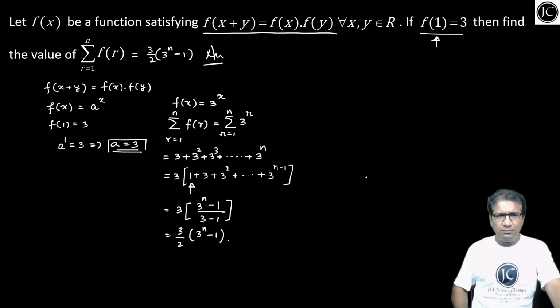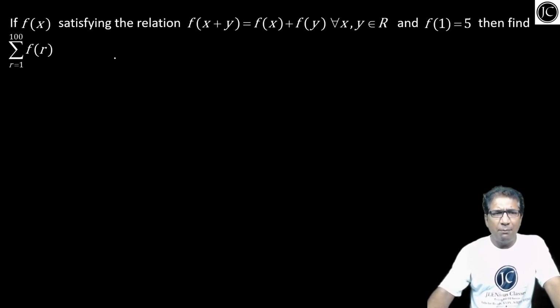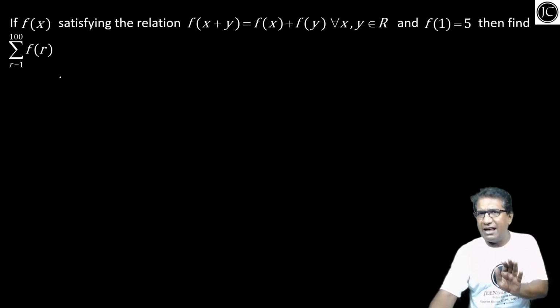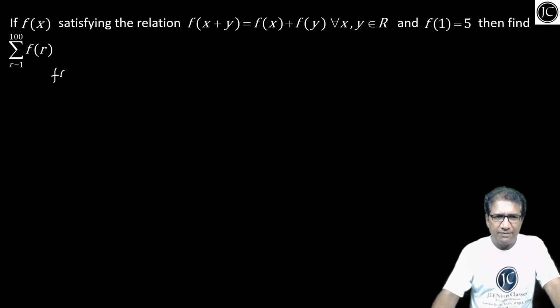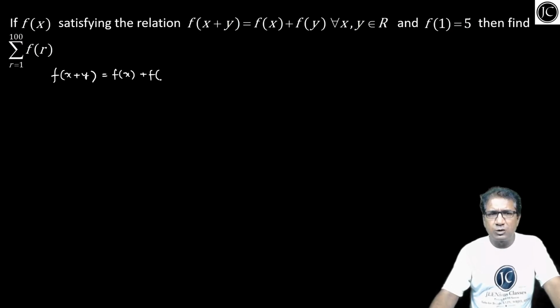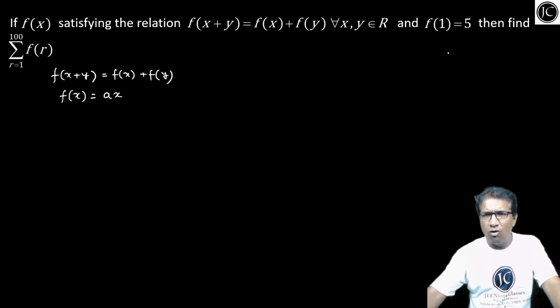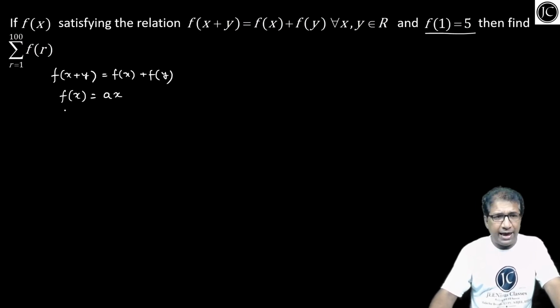Let us take another problem. Look children, what does it say here? These are all very basic sums that I have selected because you must know how we are using the standard functional equations. f(x+y) equals f(x) plus f(y). In this case, we will assume that our f(x) is ax. Okay, f(x) is ax. Now, they have given that f(1) is 5. Again, we will put it in to get the value of a.